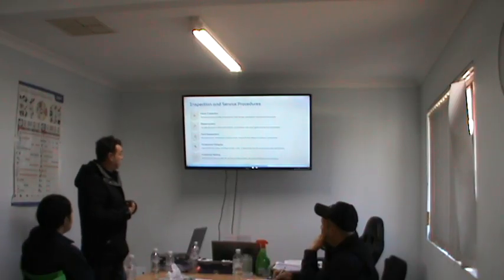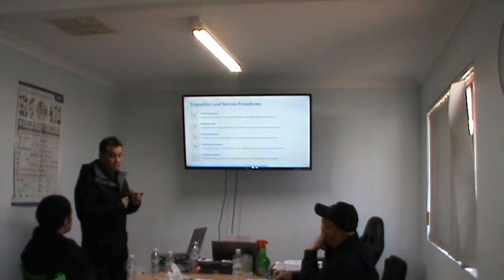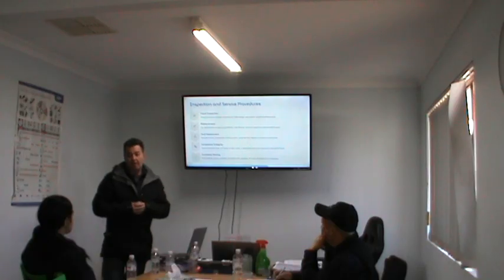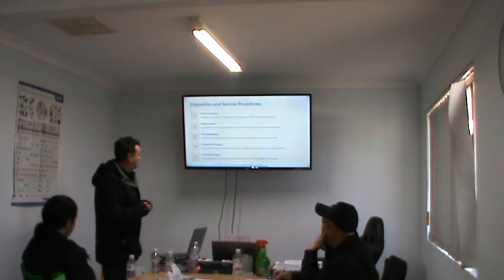Component integrity. So we're going to make sure that nothing is loose, falling off, deteriorated, cracked, or anything like that. We want to make sure that it's all good.